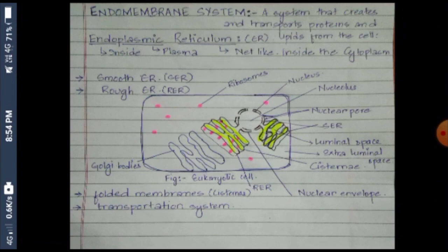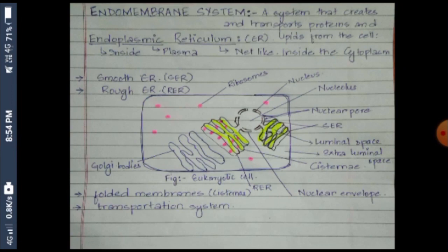Okay, the space inside those sacs, inside those cisternae, the yellow colored structure, this space is filled with some liquid. Those spaces are called luminal space, and the space outside the endoplasmic reticulum is known as extraluminal space.